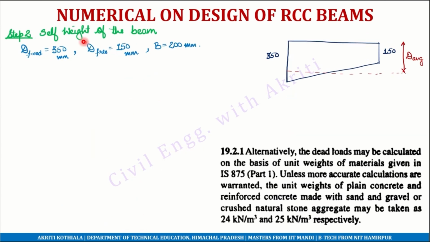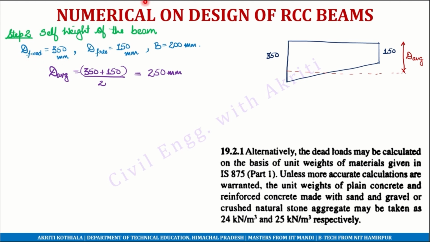Self-weight of the beam. When we are calculating the self-weight of the beam, because this is a tapered beam, we cannot just calculate using both the values. So what we do is we simplify our problem and calculate the average depth of the beam. The average depth of the beam is simply the fixed end depth plus the free end depth divided by 2. This computes to be equal to 250 mm. Keep in mind that we are using this average depth only to calculate the self-weight of the beam. Otherwise, for all other calculations, we will be using the fixed end depth of the beam.